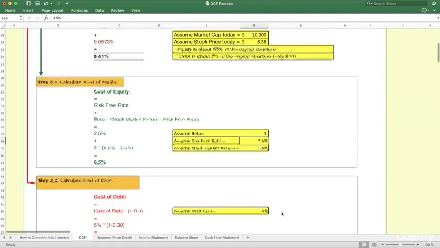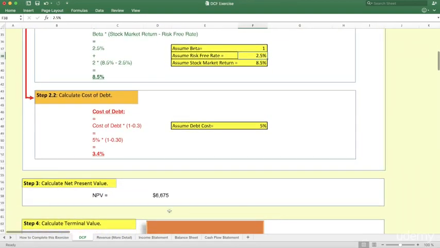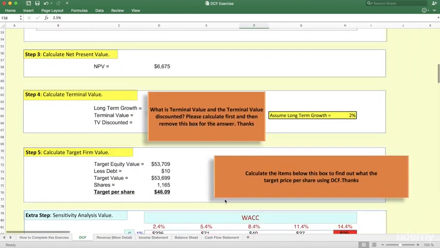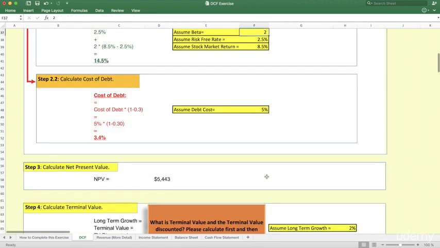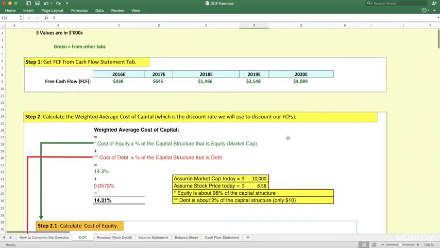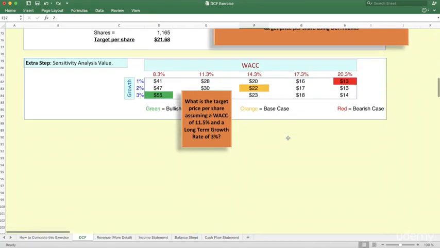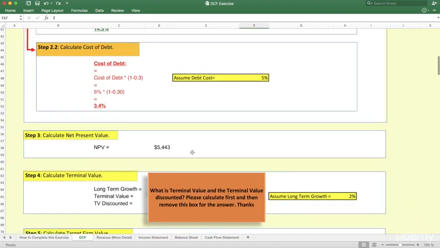So NPV before was 5,000 something. Watch this. It's now 6,000, close to 7,000. It went up because our cost of capital went down a lot. And our target price went from 22 bucks in that orange cell to much higher, 46. Look at that. Unbelievable. All right, so let me just undo that. Go back, make sure all this is cleared. All right, good. Great. So we've got our net present value, and again, that's all those future cash flows discounted using the rate we calculated into today's terms.